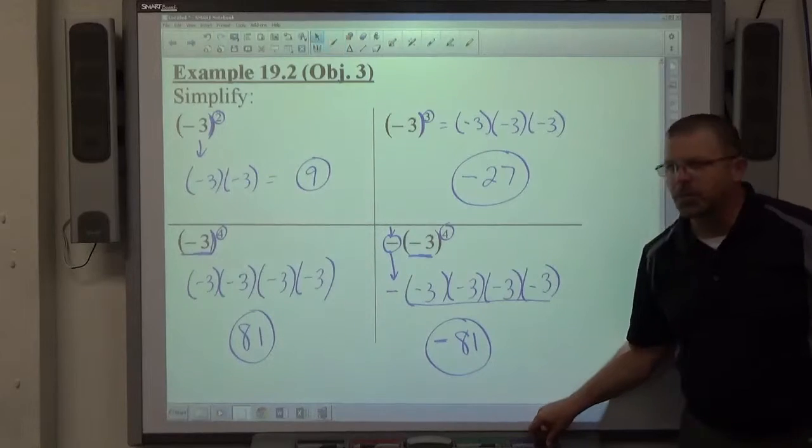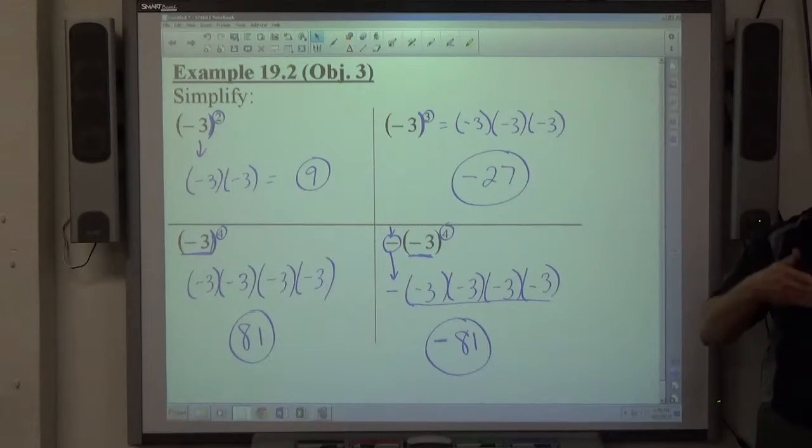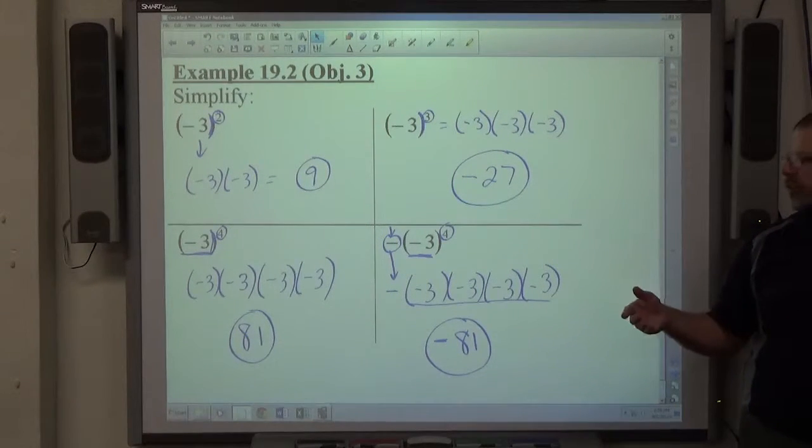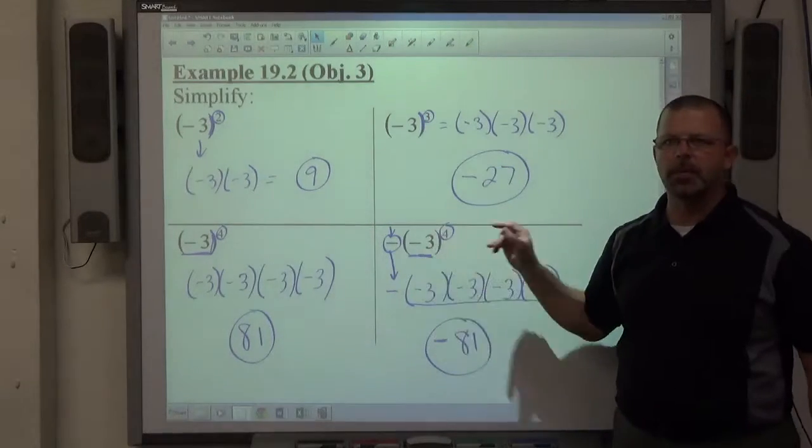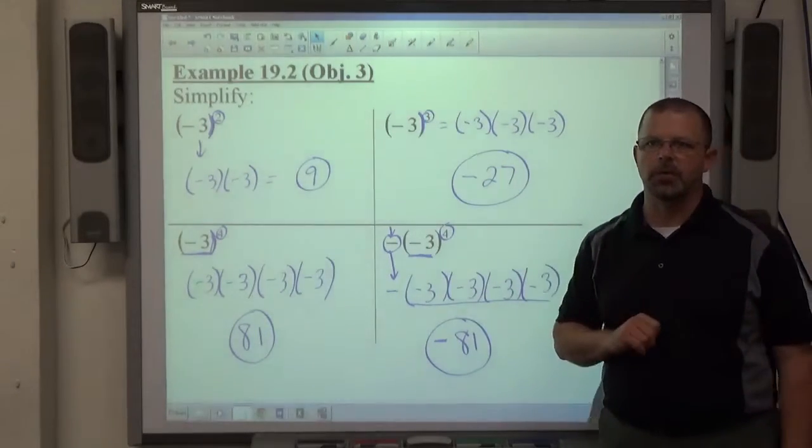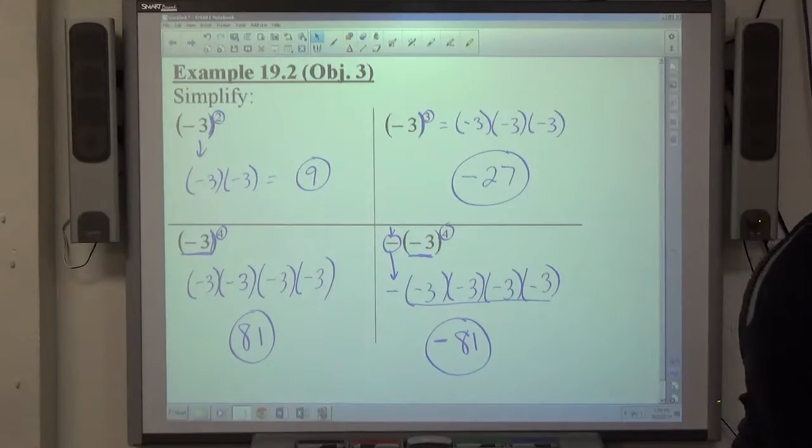So again, pay close attention when you're looking at a power expression. Ask yourself, what's being raised to the power? If parentheses are involved, the entire contents is being raised to the power. If there are no parentheses, only the number is being raised to the power. Okay, that's what you have to be cautious of on those.